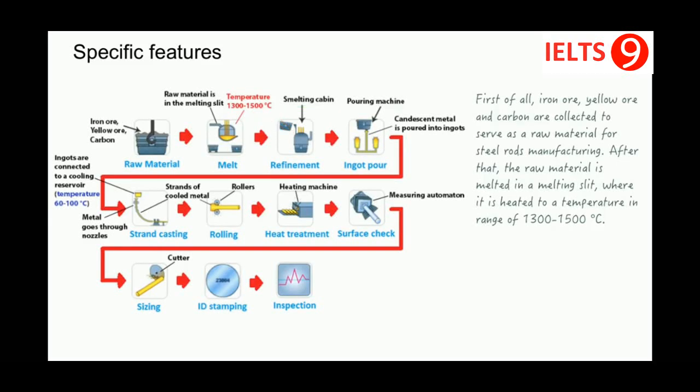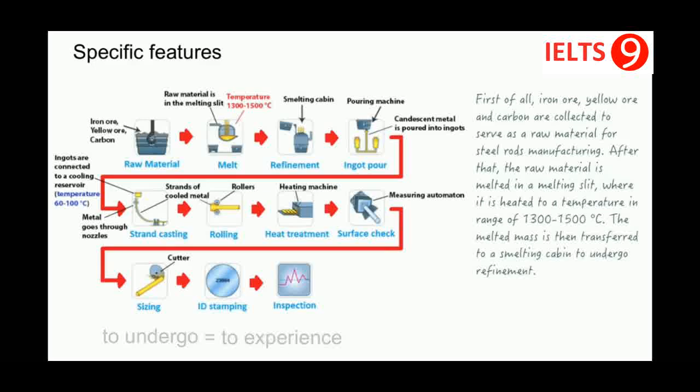We don't know what exactly happens in that smelting cabin, and that's where the verb undergo comes in handy. To undergo means to experience. For instance, you can say, "The material undergoes refinement in a smelting cabin." And this is a very good way to explain a stage that lacks additional information. Here's how I describe this stage. The melted mass is then transferred to a smelting cabin to undergo refinement.